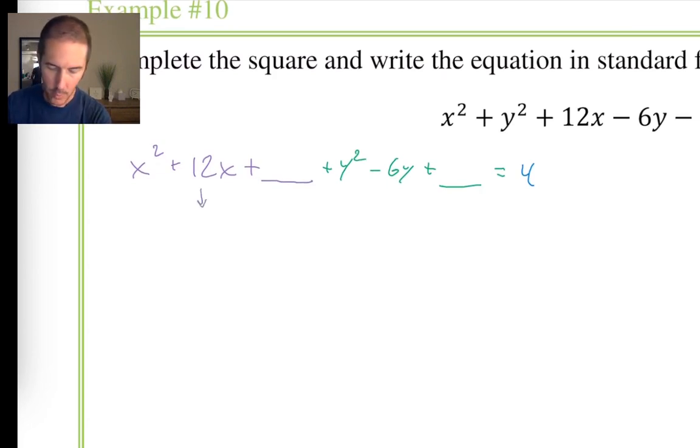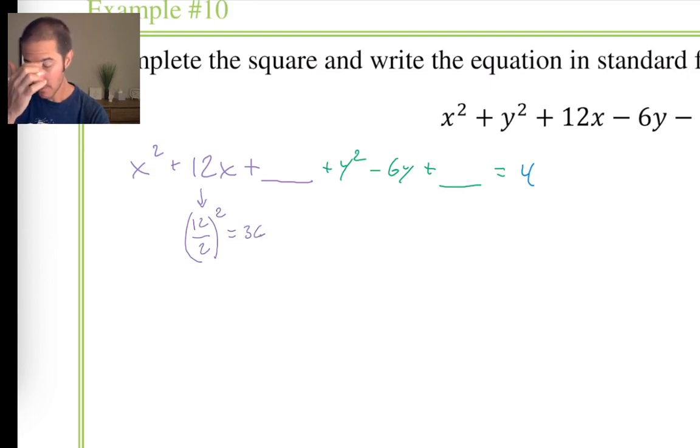I'm going to take the number 12, and I'm going to divide it by 2, which gives me a 6, and then I'm going to square it, and that's equal to 36. And that's the number that's going to go into that first blank, but don't write it in there yet. And then, over here, I'm going to take this number, the negative 6, and I'm going to divide it by 2, which is negative 3, and I'm going to square that, and I'm going to get 9. And that's what's going to go into my second blank.